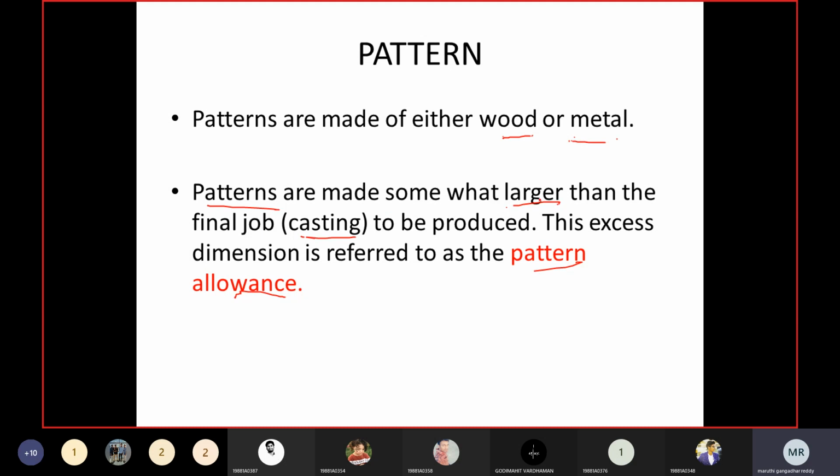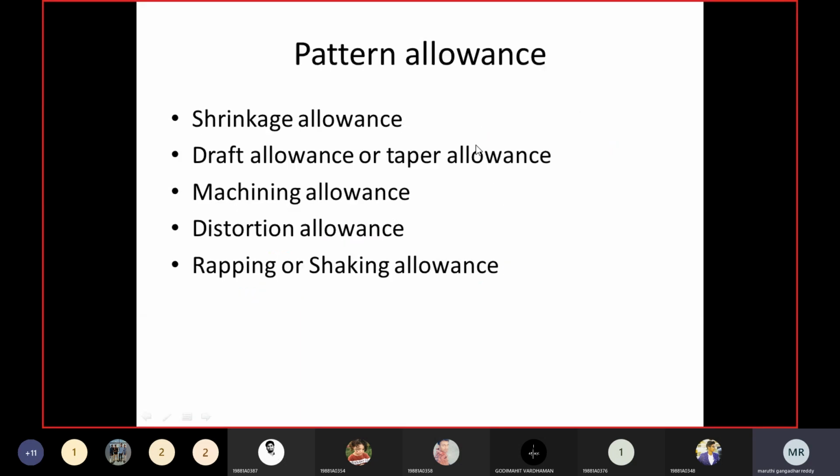Why that pattern is made somewhat larger than that of the casting, that we are going to see in this class. That excess amount of material that we have provided on the pattern is called a pattern allowance. The important thing you need to remember: the pattern will always be larger than that of the casting. This excess variation in the dimensions of the pattern and the casting is called a pattern allowance. Here you can observe these are the pattern allowances.